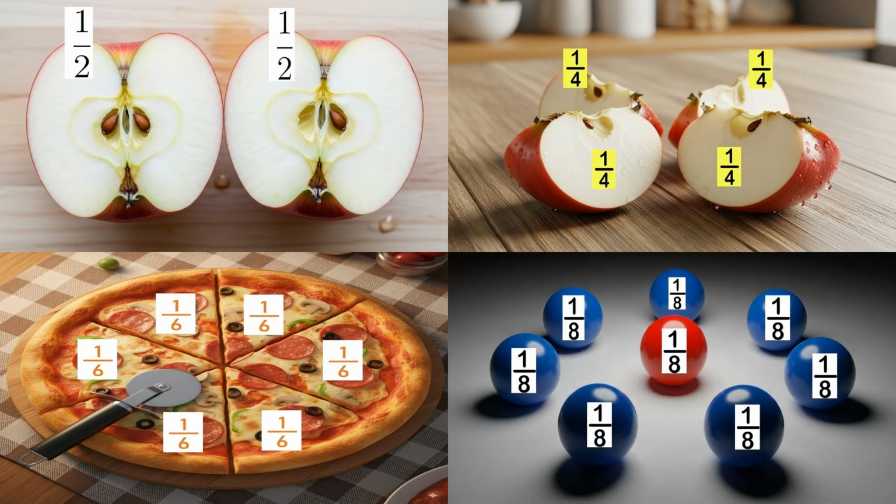Some of our friends may ask about the picture in the bottom right. Why is each ball represented as 1/8 here? Because all the 8 balls can be considered as a whole in this case. So each ball becomes a part of this whole.